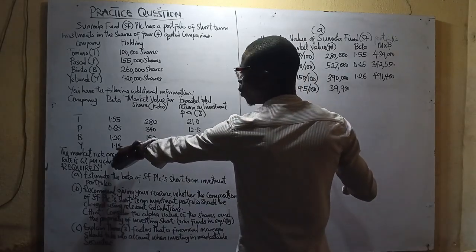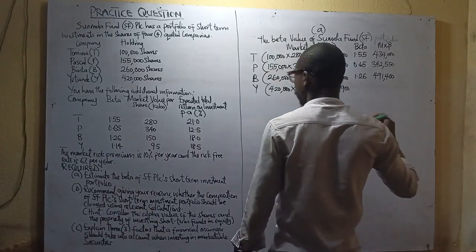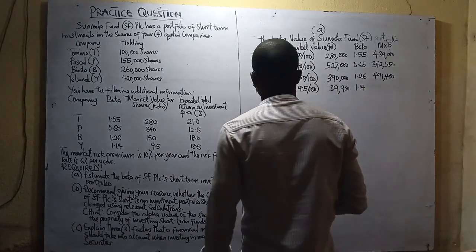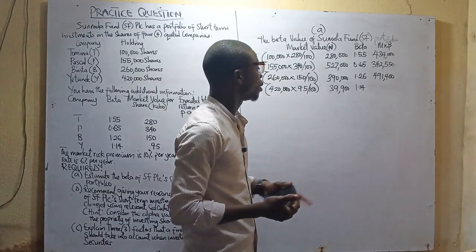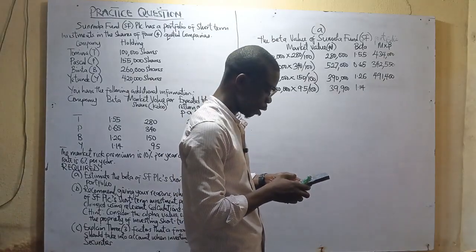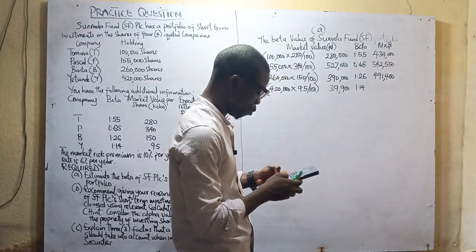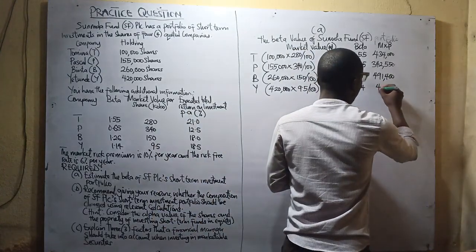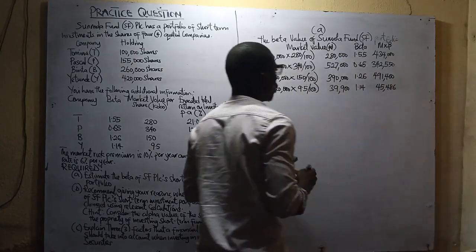The beta value of Y, that is Yetunde, is 1.14. So 39,900 times 1.14 will give us 45,486.